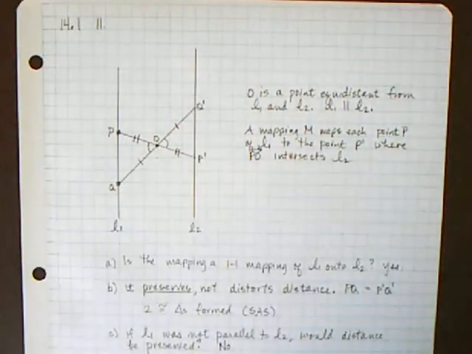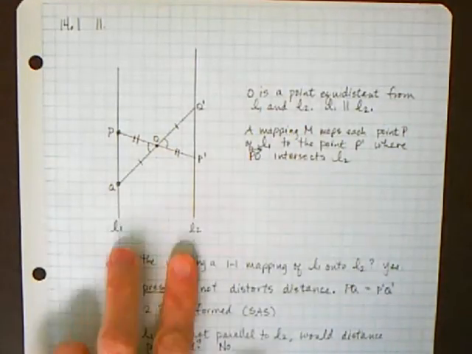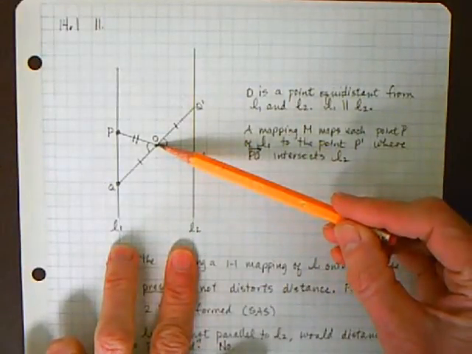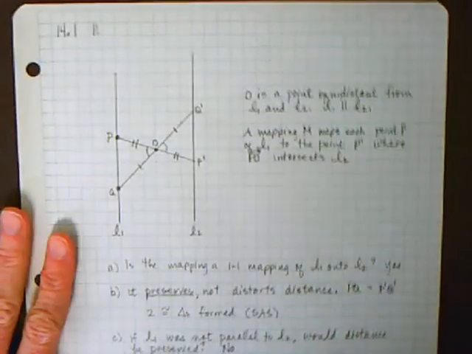We're talking about 14.1 right now, so I'll read the problem. O is a point equidistant from parallel lines L1 and L2. And so there's point O. It's equidistant from parallel lines L1 and L2.